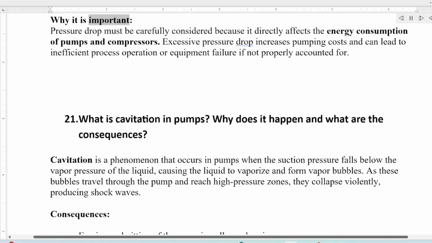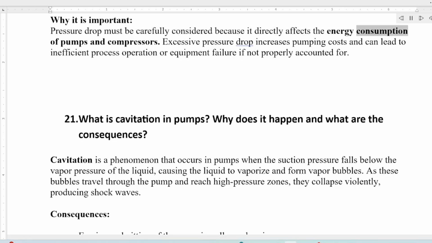Why is it important? Pressure drop must be carefully considered because it directly affects the energy consumption of pumps and compressors. Excessive pressure drop increases pumping costs and can lead to inefficient process operation or equipment failure if not properly accounted for.